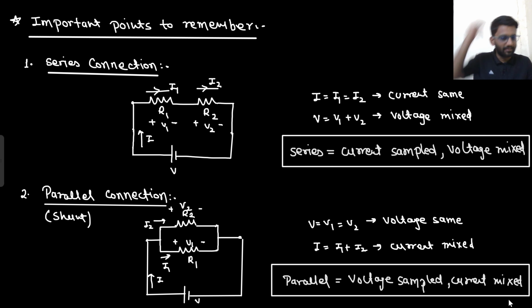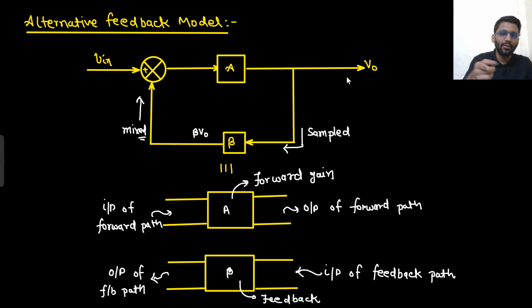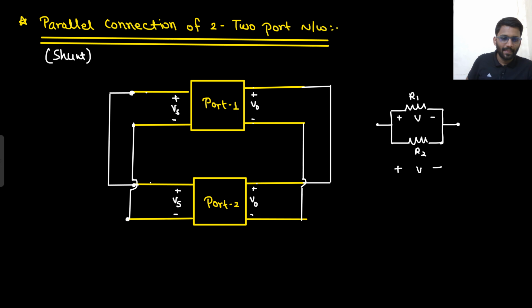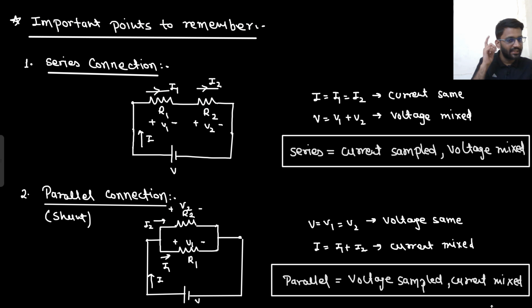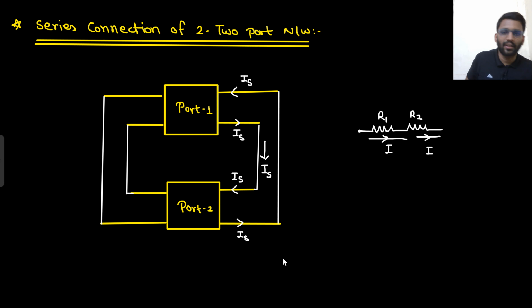Same means sampled. Why same means sampled? Because I told you the output is coming the same as it is. So output is being sampled and it is being mixed with the input. Right? So when I say series connection, it should be striking in your mind that current is being sampled and voltage is being mixed.